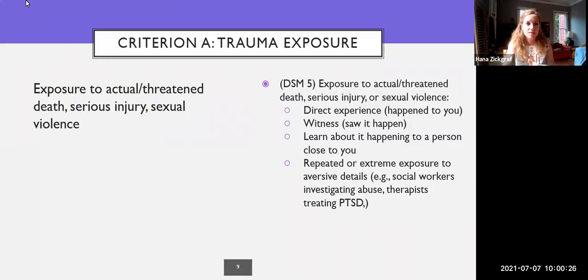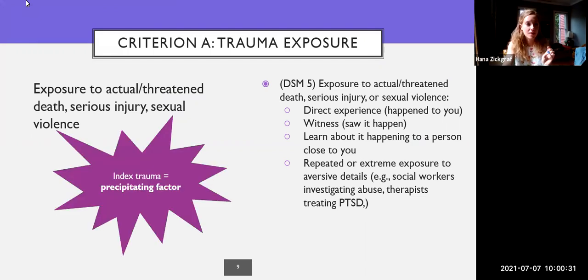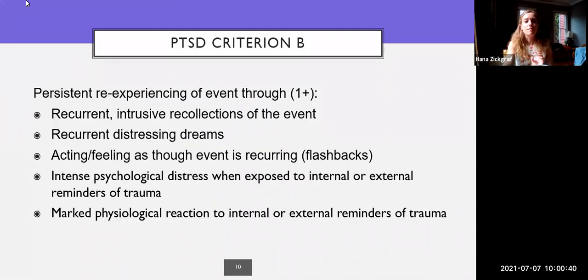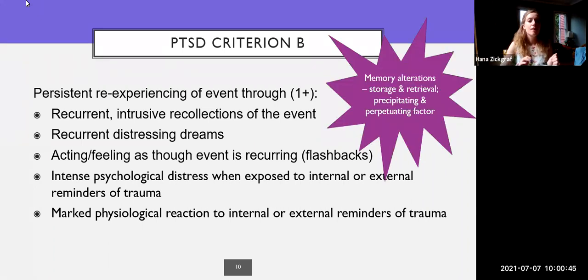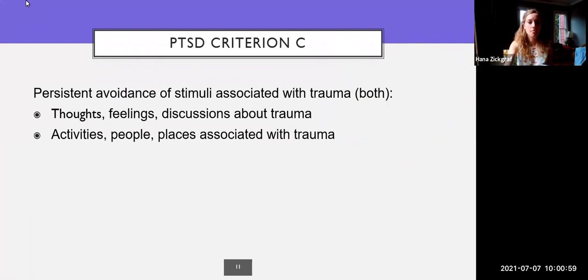So the first criterion for PTSD is exposure to trauma. And again, the definition of this is actual or threatened death, serious injury, or sexual violence. This is the precipitating factor or the index trauma in PTSD. These are some of the symptoms of memory alterations in PTSD. I'm going to go into a lot more detail on the mechanisms of these memory alterations, and the exact symptoms of psychopathology are less important in this class, but they're right here. To be diagnosed with PTSD, you need to have at least one of these memory-related experiences.